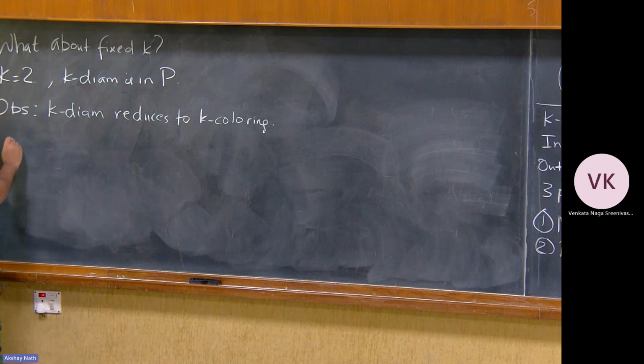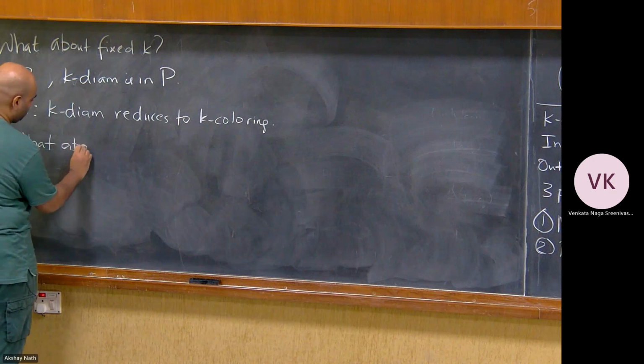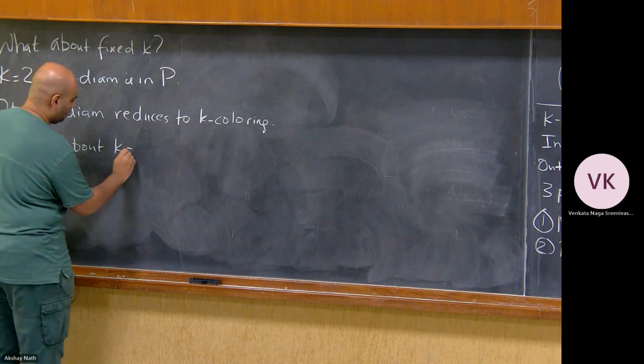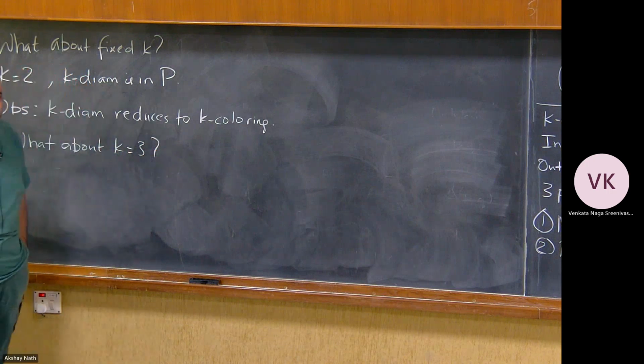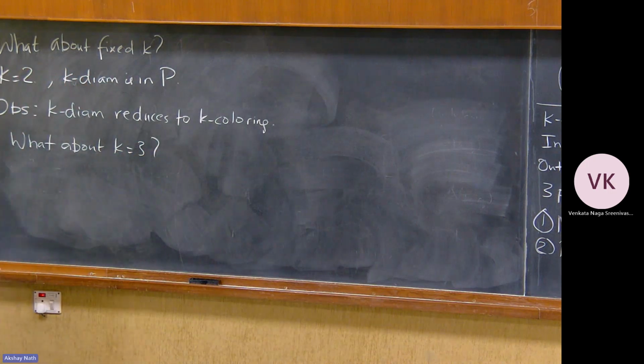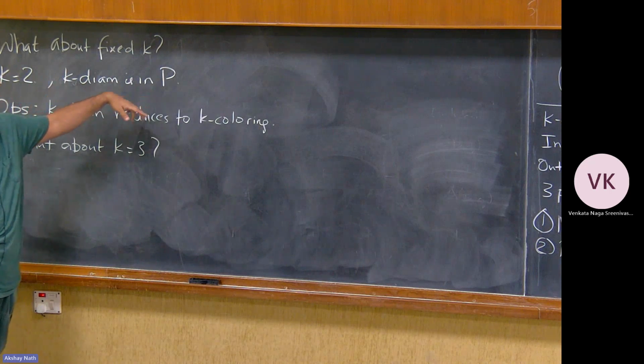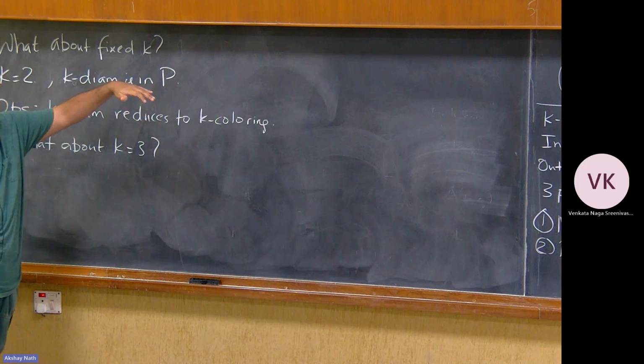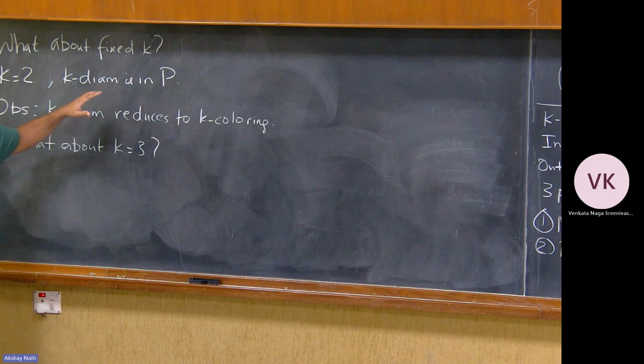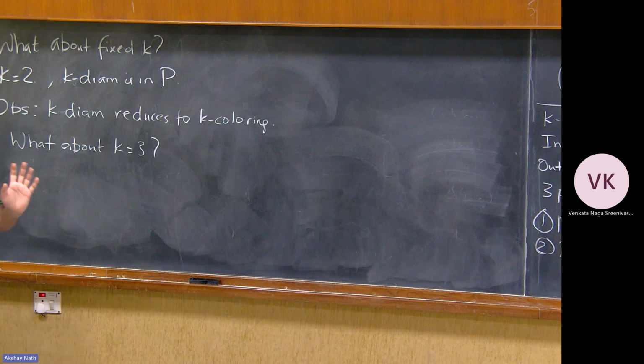So the next natural question is, what about larger k? As a side remark, k equals 2 for k-diameter is in P, but remember the k-center problem, which looks very similar. That's NP-hard for k equals 2. So it sort of differentiates the two problems, finding the radius versus diameter.